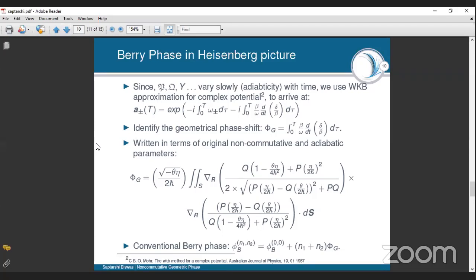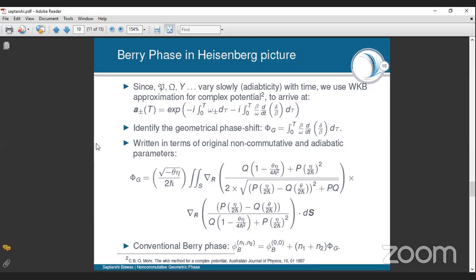Yes. So after doing the WKB approximation, we find the ladder operators only have a certain phase factor accumulated with the ladder operator, and within this phase factor, we easily identify the geometric part. That is the Berry phase, and this Berry phase, when expressed in terms of the original time-dependent parameters of the system and the non-commutative parameters, looks like this.